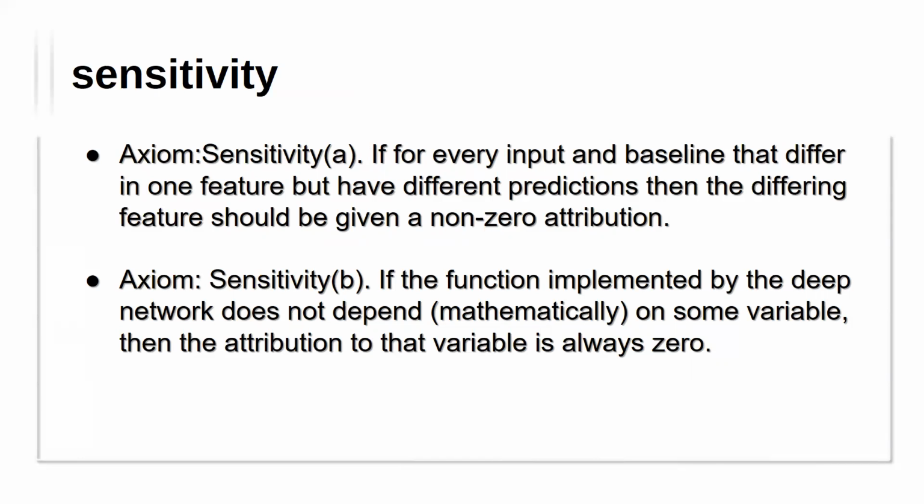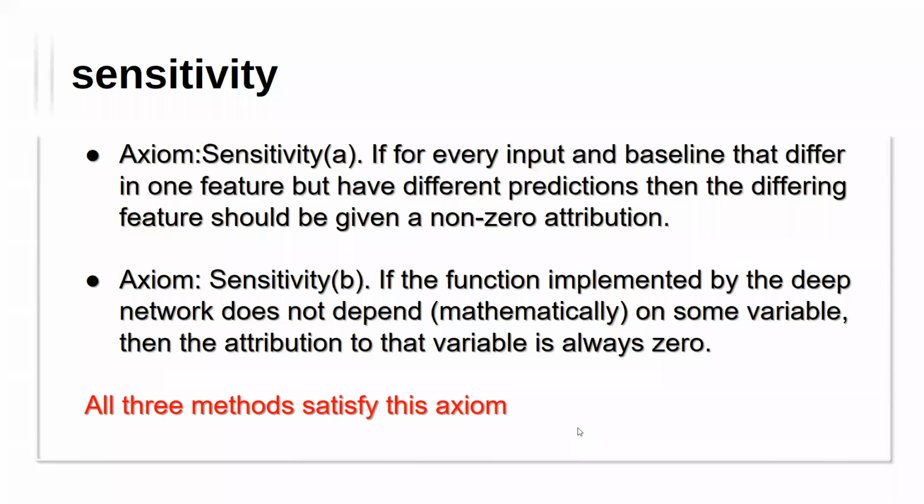And then sensitivity. Actually they have two parts of sensitivity. Sensitivity A is: for every input and baseline that differ in one feature but have different predictions, the differing feature should be given a non-zero attribution. And sensitivity B just says if your variable does not affect your output, then the attribution should give this variable a zero attribution. I think for this axiom all three methods satisfy it, and it's quite obvious, so I don't think we need to explain this.